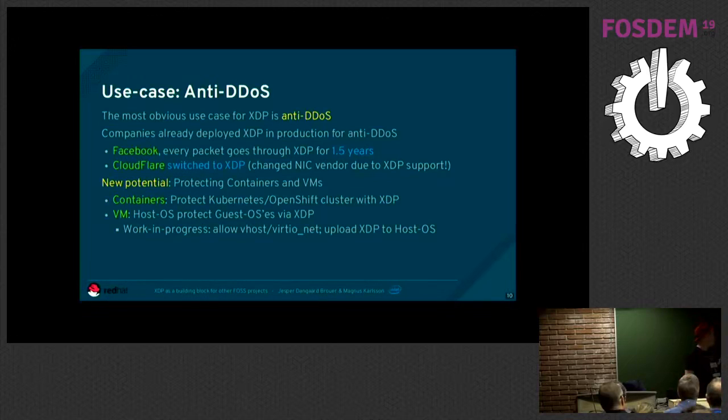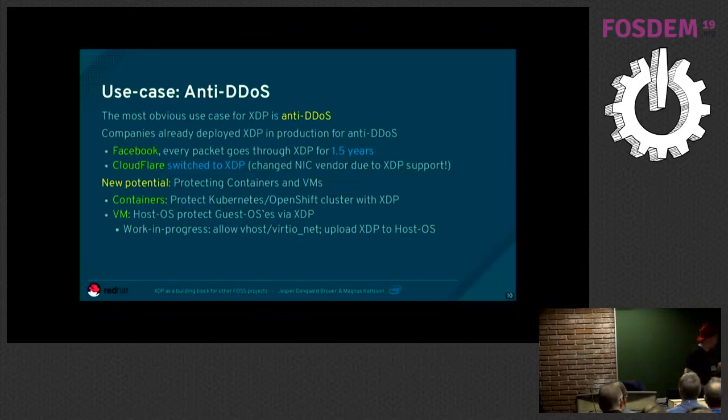Facebook have been the front runners on this, and they've also contributed a lot upstream, and they hired the eBPF maintainer. For 1.5 years, every packet going to Facebook goes through XDP in some way. And Cloudflare recently switched to XDP, and they changed the NIC vendor in that process. Before, they were running proprietary stuff with the OpenOnload from Solarflare, I think. Yeah, Solarflare.